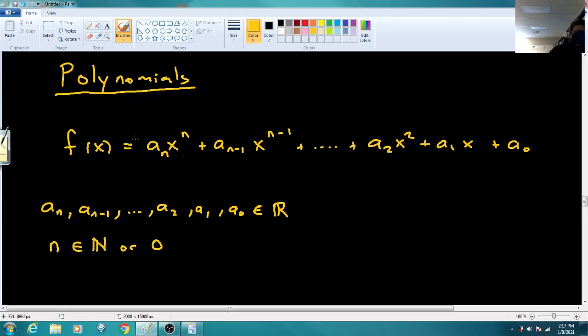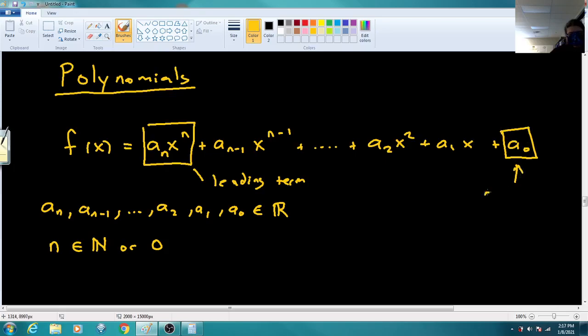So we get a couple of terms here. This whole initial bit here is called the leading term. This last bit here that doesn't have an x attached to it is called the constant term. The power n here is called the degree of the polynomial. And this a subscript n is the coefficient of the leading term. We call that the leading coefficient.